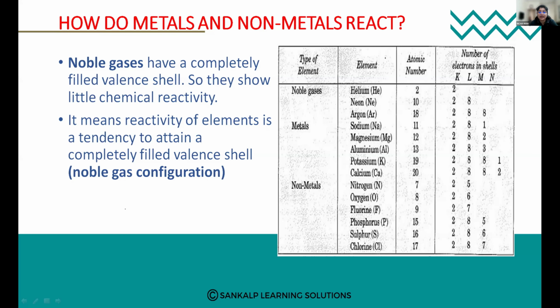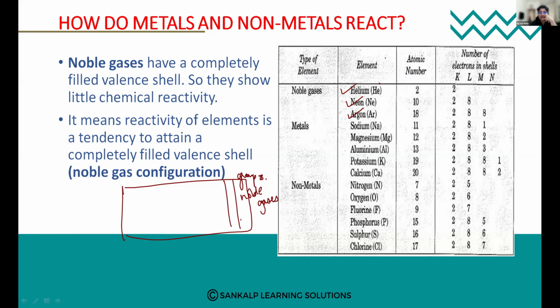Now, which are the noble gases? If you see the periodic table again, on the right hand side, the last group, that is group 18, are your noble gases. Which are the noble gases? Helium, neon, argon, radon, xenon. These are all your noble gases.